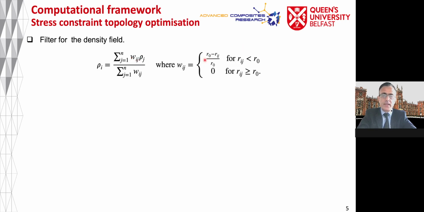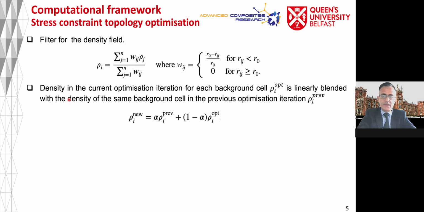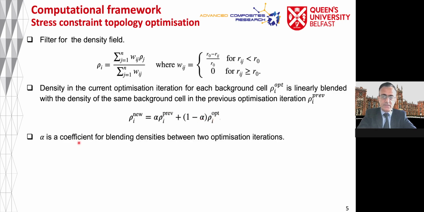And finally, the density in the current optimization iteration for each background cell is linearly blended with the density of the same background cell in the previous optimization iteration using this equation here. So rho I previous is the density in the previous iteration, and rho I opt is the current density. So we are using this alpha, which is what we call the blending parameter here.